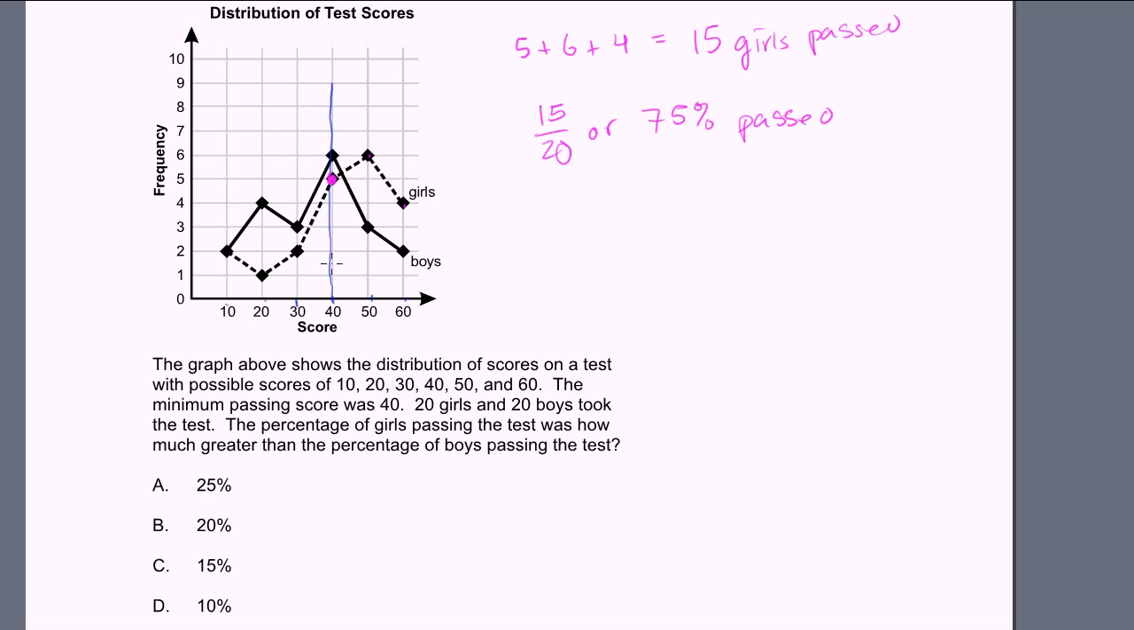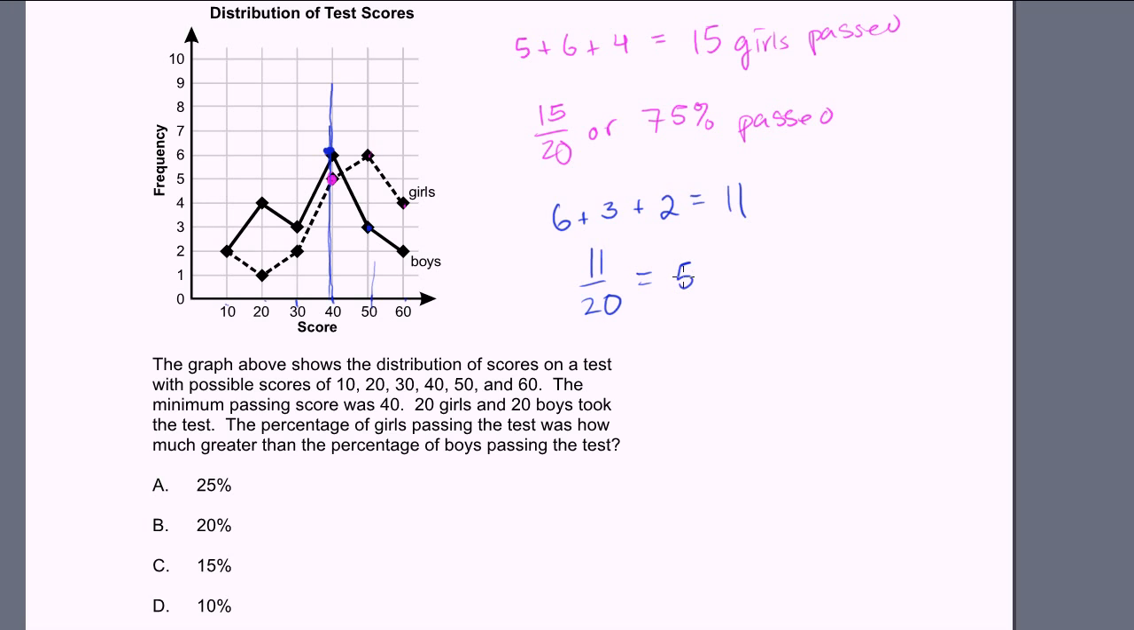The boys in blue. Once again, they have to get at least a 40 to pass. So 6 boys just barely passed, getting the 40. Then 3 boys got a 50, they passed. Plus 2 boys got a 60, they passed. So a total of 6 plus 3 plus 2 is 11 boys passed. 11 out of 20 is the same thing as what? That's 55%. If you multiply the numerator and the denominator by 5, you get 55 over 100.